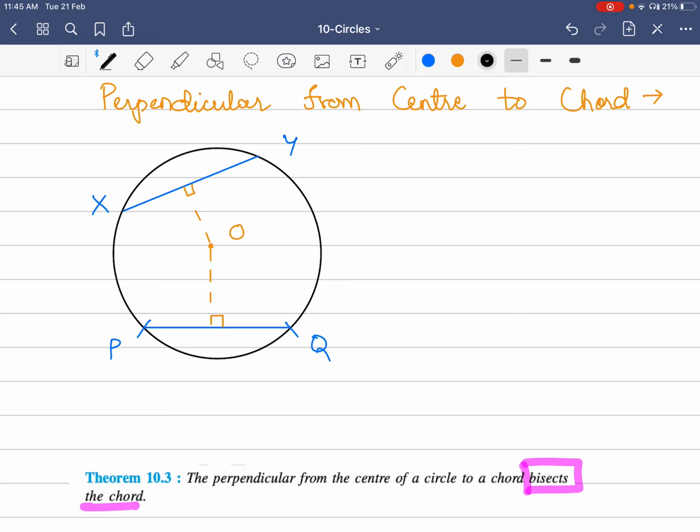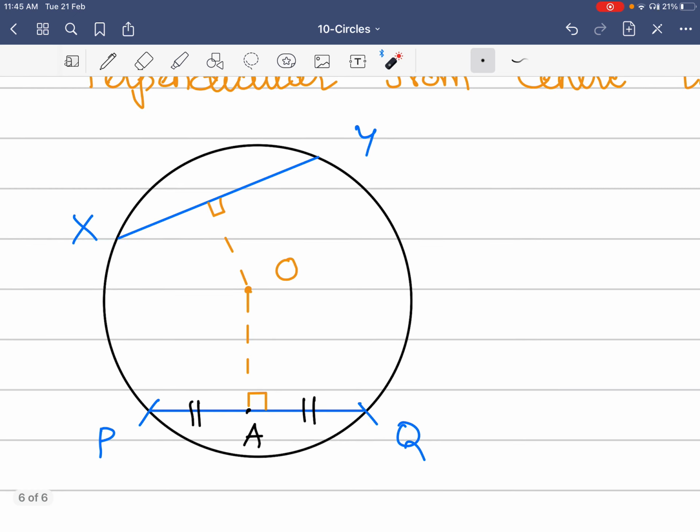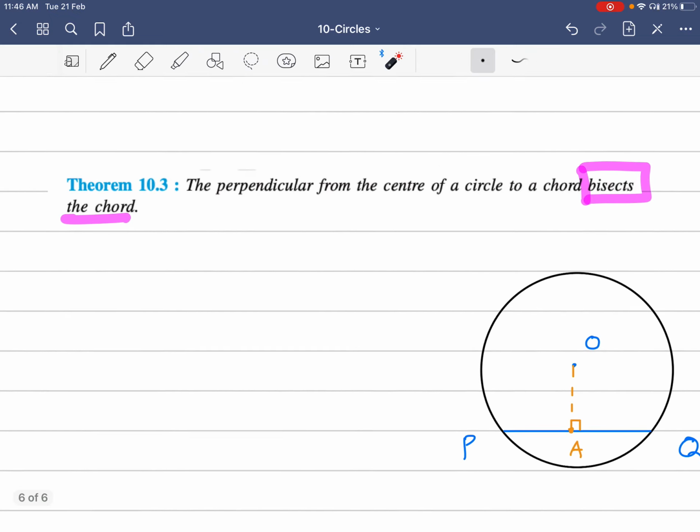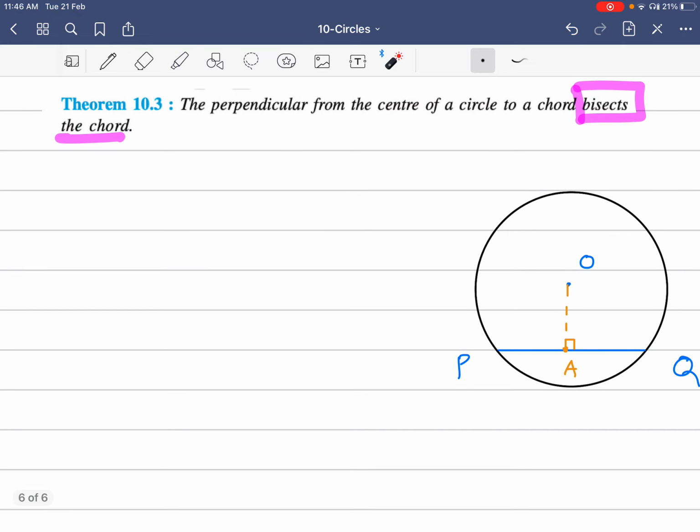So we forgot to mention the points. Let's say this point is A. So it will bisect the chord at the point A, which means that A will be the midpoint of this chord PQ. Similarly, if you look at this, let's call this point B. So again, this perpendicular OB will bisect the chord XY, which means that XB will be equal to BY. B will be the midpoint of the chord. In fact, let me put 3 lines here because we already have 2 lines here. So that is the property of this perpendicular from the center to a chord. It bisects the chord, which means point A will be the midpoint of this chord.